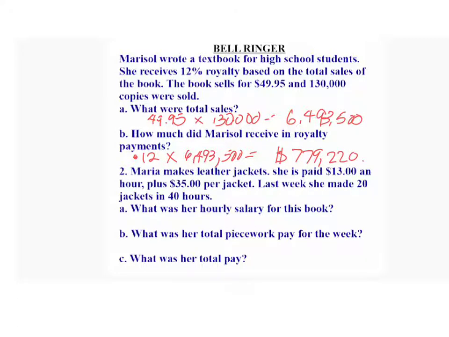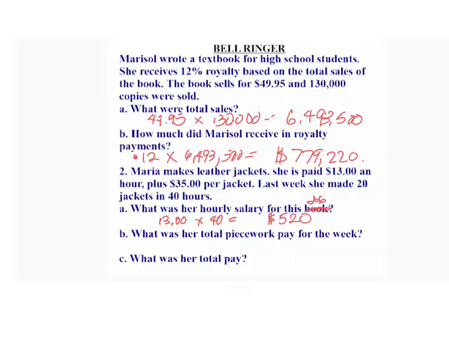Not bad. Number 2 says Maria makes leather jackets and she's paid $13 an hour plus $35 per jacket. Last week she made 20 jackets in 40 hours. What was her hourly salary for this job? So we know she makes 13, and we know she worked 40 hours. So that's $520.